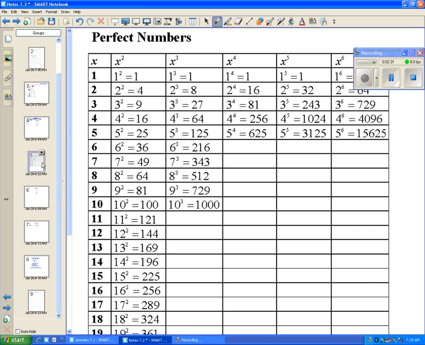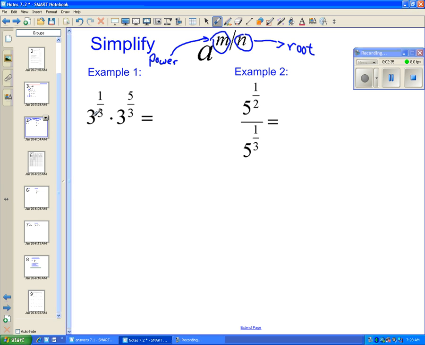So for me, here's course pack page 706. I have it easy to get to. So let's go ahead and try this. The first thing I'm doing is, my bases are the same, 3. So I add my exponents. So this is 3 to the 1/3 plus 5/3. So this is 3 to the 6/3.